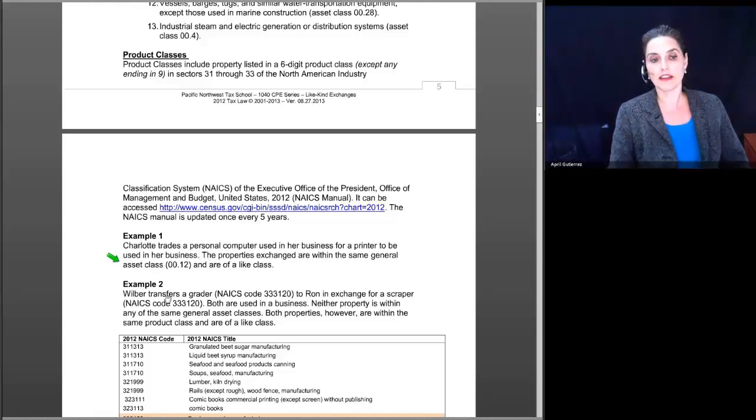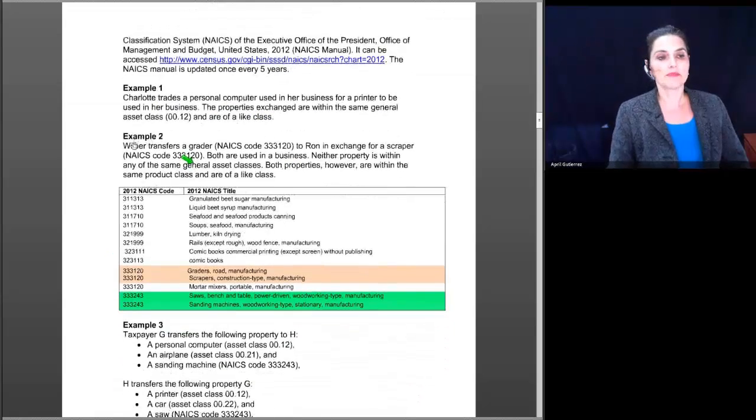Example number 2: Wilbur transfers a grader belonging to NAICS code 333120 to Ron in exchange for a scraper that also falls into the same code, 333120. Both are used in a business. Neither property is within any of the same general asset classes, but both properties are within the same product class and are therefore like class.